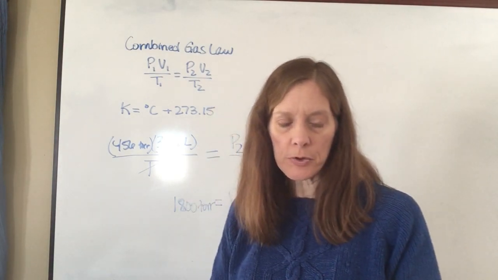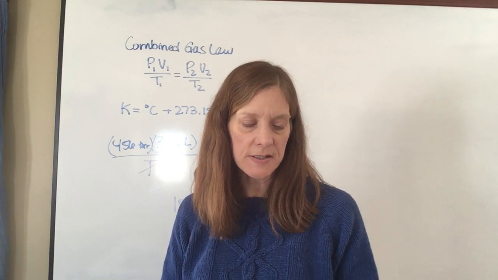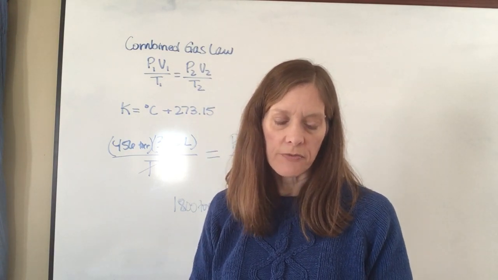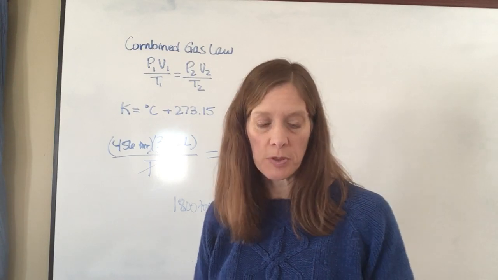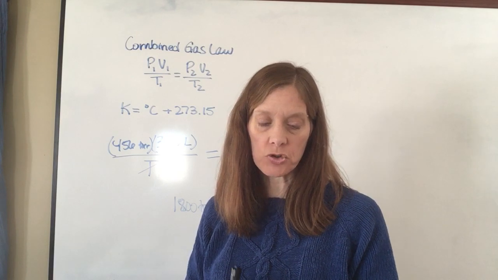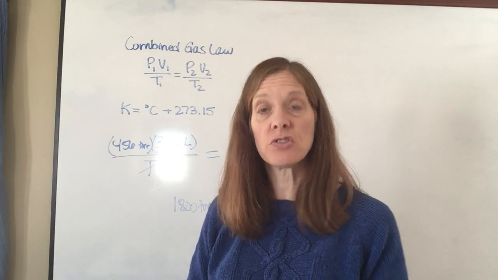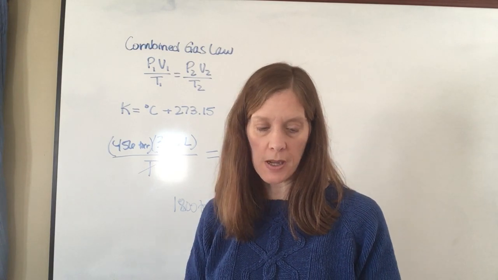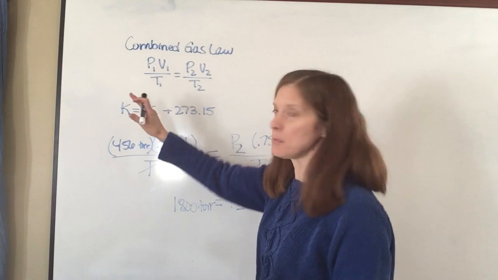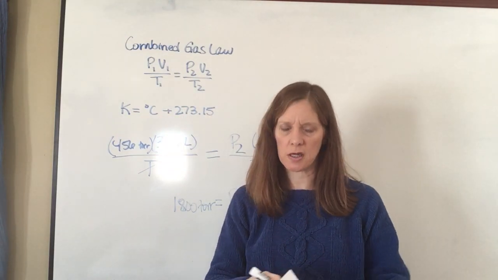A weather balloon is filled with helium before it is launched. On the ground, the gas has a temperature of 25 degrees Celsius and a pressure of 1 atmosphere. The volume of the balloon is 4.5 cubic meters. As the balloon rises, however, the pressure and temperature change to 0.3 atmospheres and 15 degrees Celsius. What is the new volume of the balloon? Okay, so in this case, everything is changing. So it's going to be a little bit harder to think through exactly what's happening here, but we're going to give it a shot anyway.